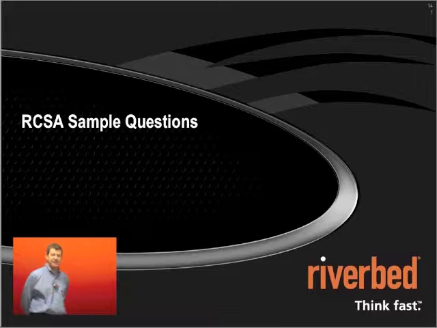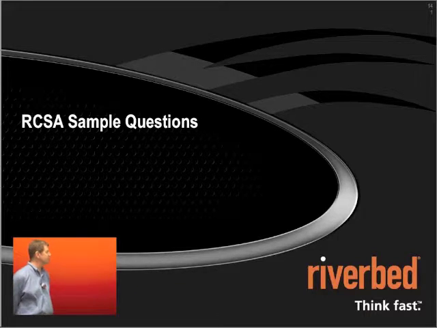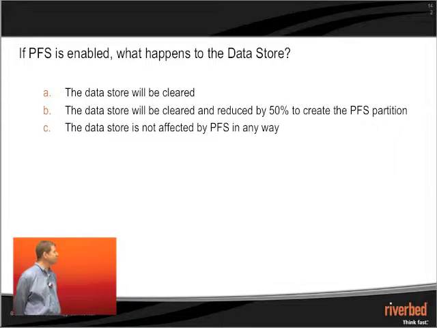Okay, let's look at some sample questions. First question is, if PFS is enabled, what happens to the data store? A, the data store is cleared. B, the data store will be cleared and reduced by 50% to create the PFS partition. Or C, the data store is not affected by PFS in any way. As we just mentioned, PFS is completely separate from the data store, so C is correct.